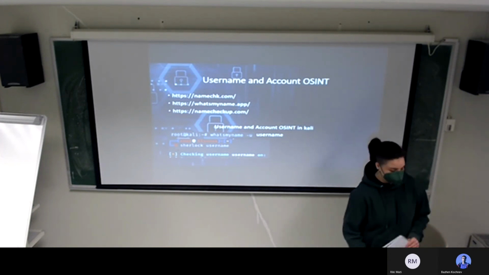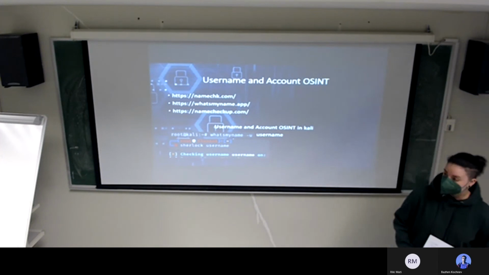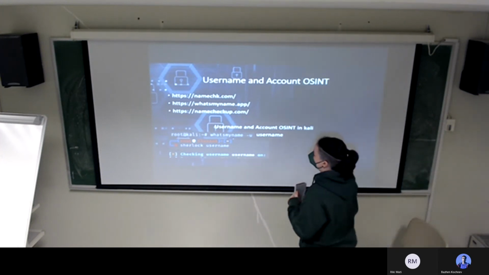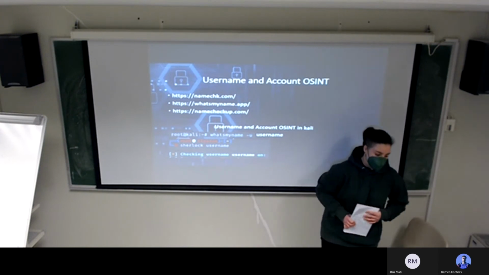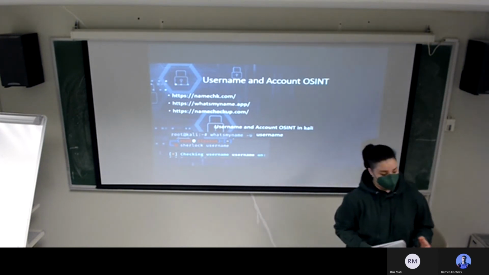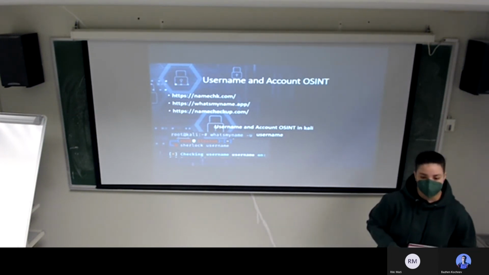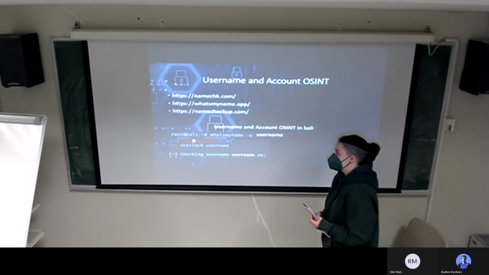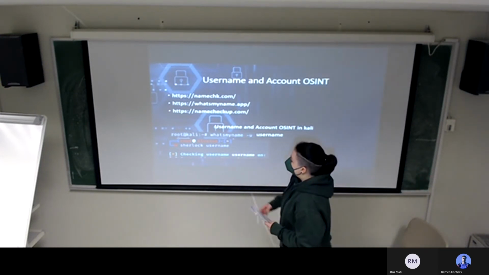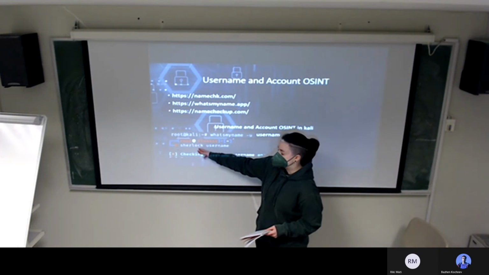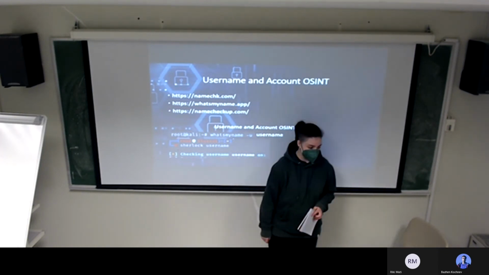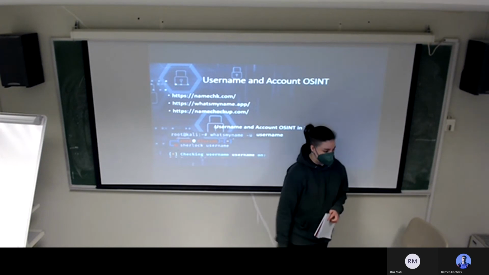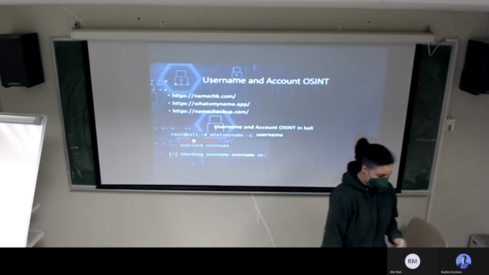Then username and account hosting. Those three links basically show you the availability of different usernames. So if you want to get a domain name or a username, it will show you that, let's say, it's taken on Instagram, but it's free on Facebook. So this is a good way to find people that have occupied usernames.